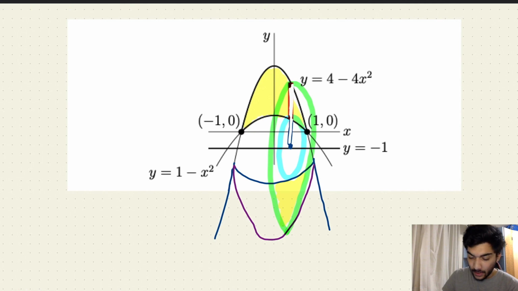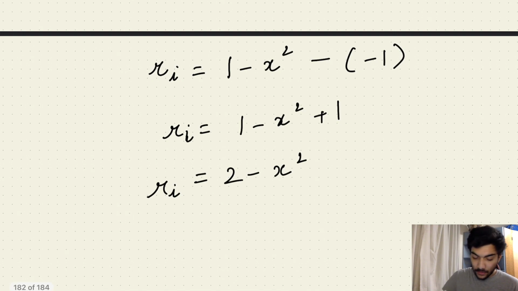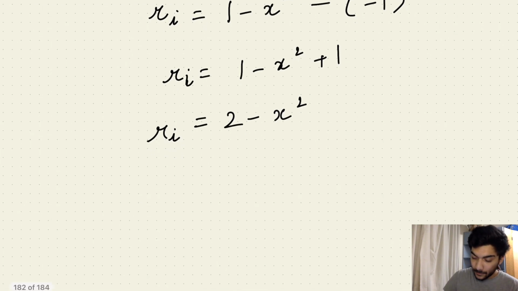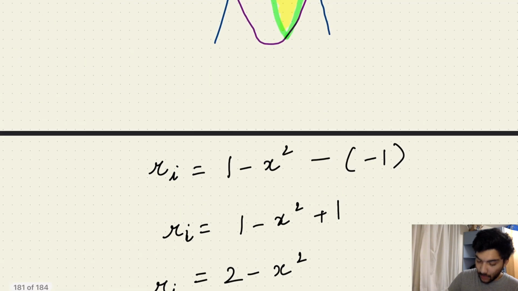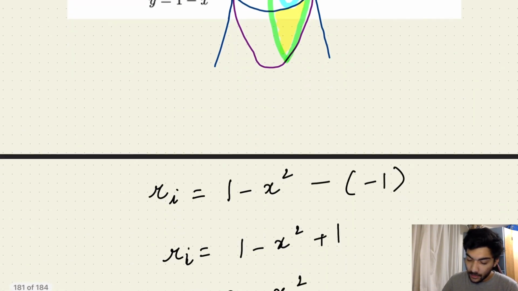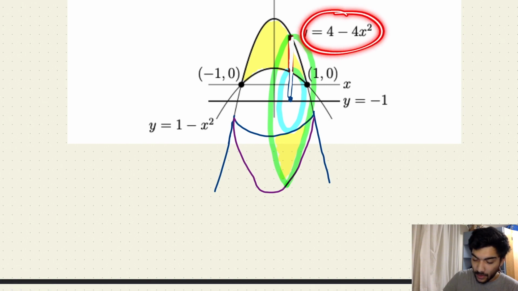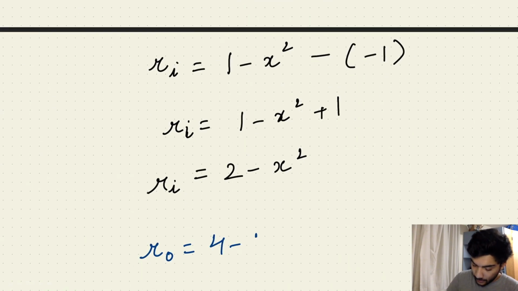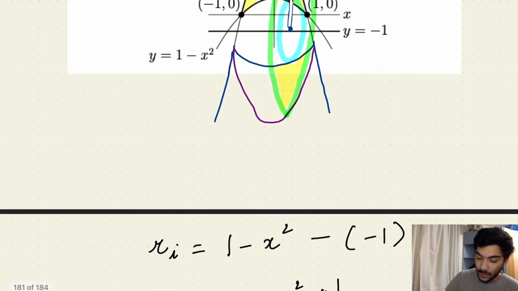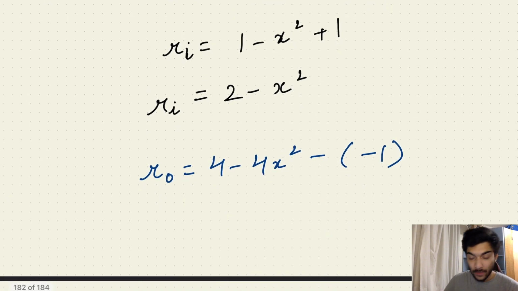Now it is time to identify our outer radius in this case. So again the outer radius would be subtracting the lower y value from the upper y value. So the upper y value is based on this function and the lower y value is again based on y equals minus 1. So the outer radius in this case would be, your outer radius is 4 minus 4x square, your upper y value, 4 minus 4x square minus of minus 1, right? Because minus 1 is your lower y value in this case.